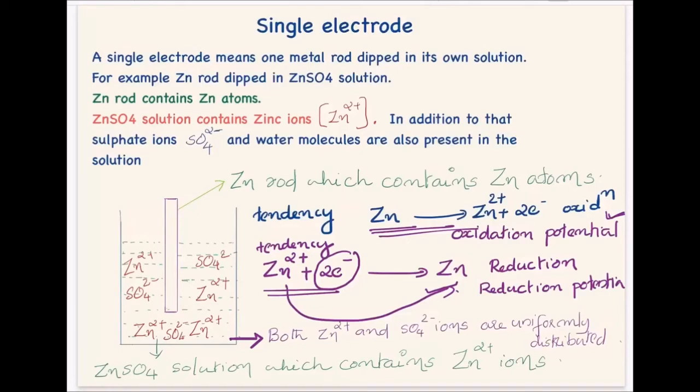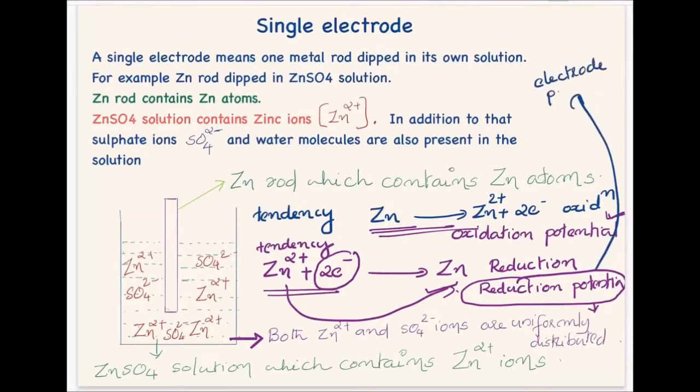Clear? Now onwards, instead of reduction potential, I will use the word electrode potential. So actually electrode potential is reduction potential. So two tendencies: to get oxidized, we call it oxidation potential. The second one, to get reduced, we call it reduction potential. Another name for reduction potential is electrode potential.